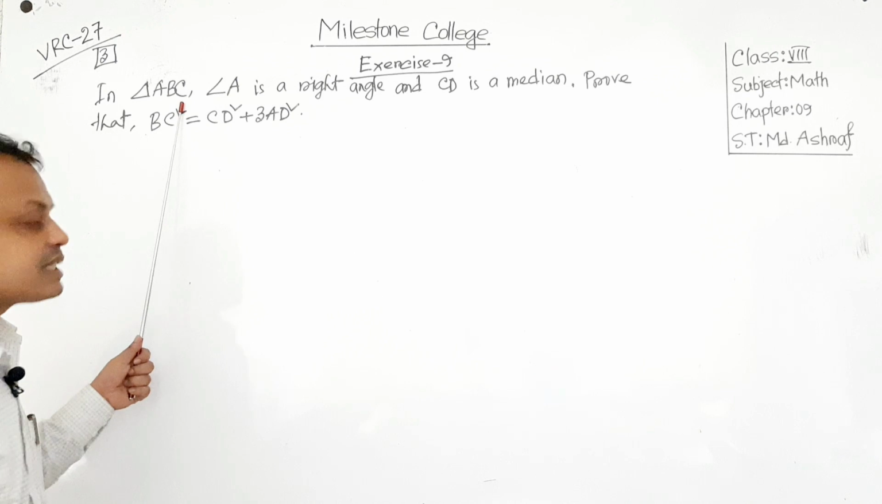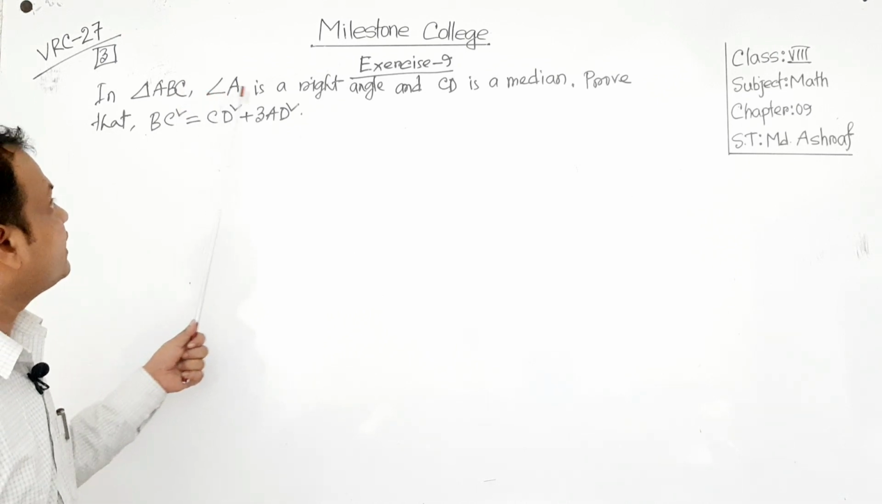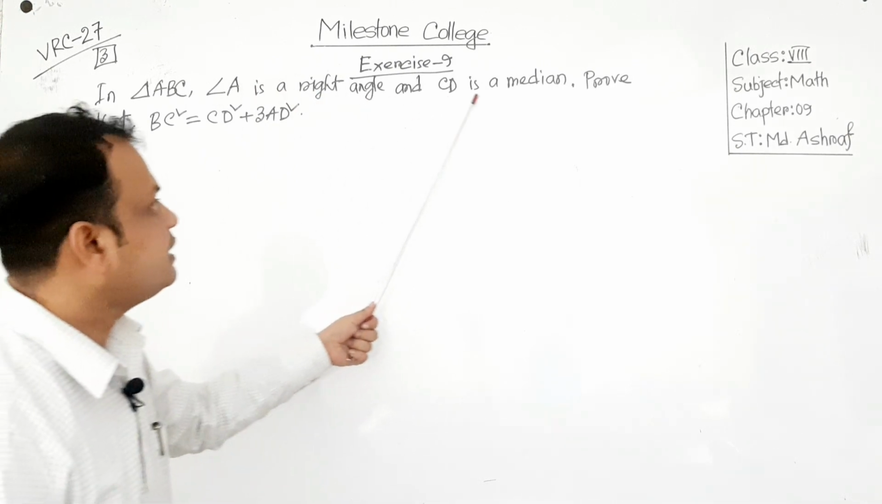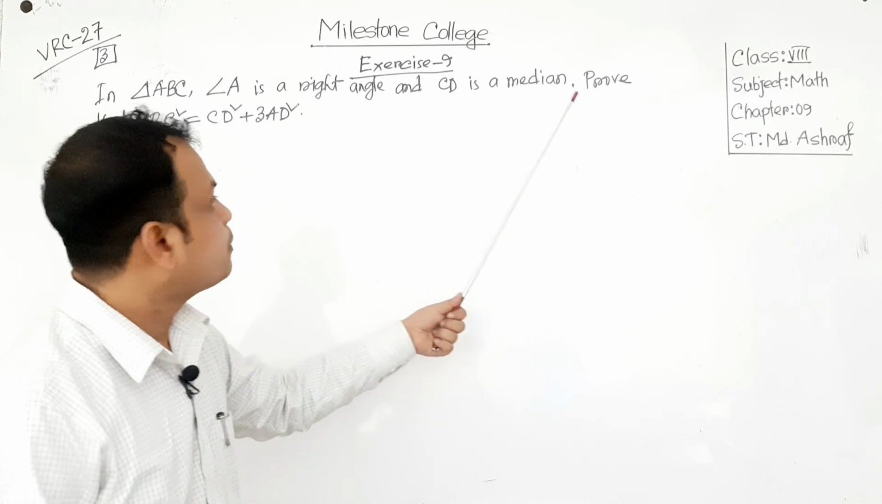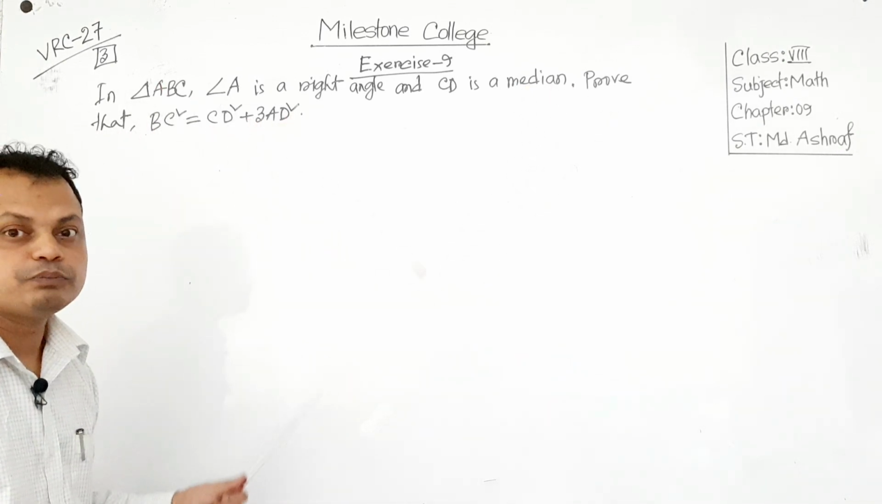In triangle ABC, we have a triangle named ABC, and angle A is a right angle, and CD is a median. Prove that BC square equals CD square plus 3AD square.